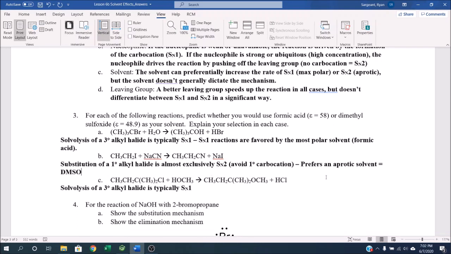DMSO is my aprotic solvent, and I do not care about these polarity values. They are meaningless to me in an SN2 reaction. I just care about the Lewis structures. Whereas when it's an SN1 reaction, I don't care about the Lewis structures, I just look at these numerical values.